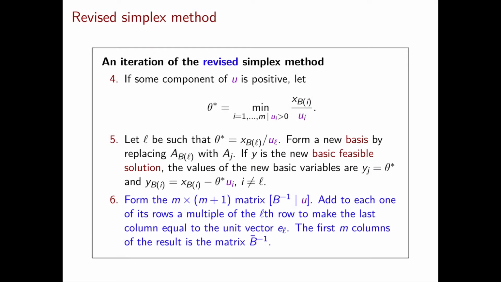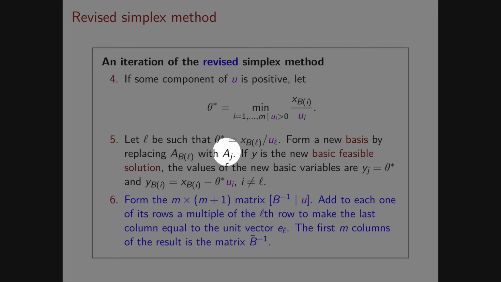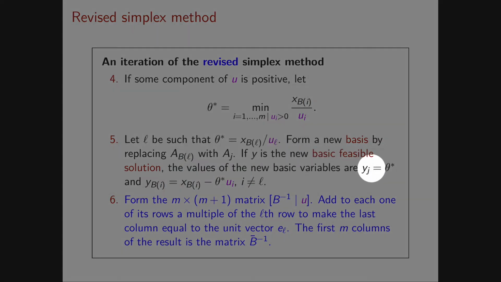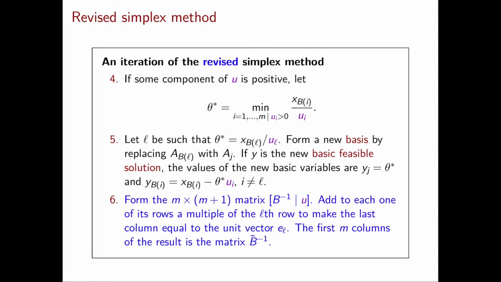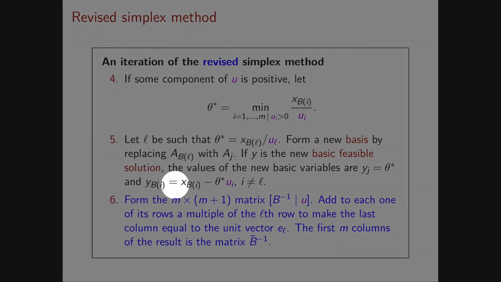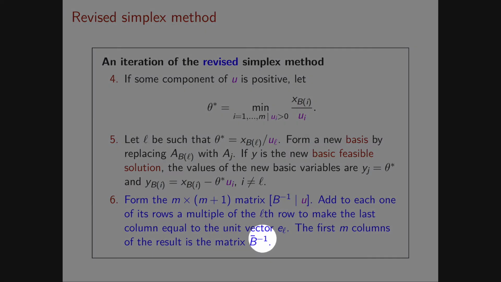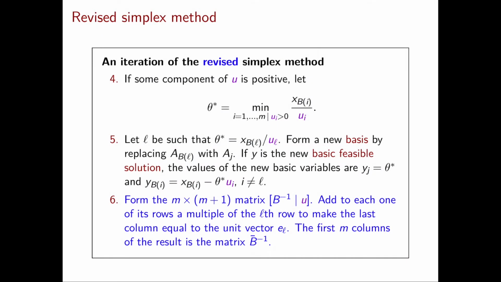We form the new basis by replacing ABL with AJ, and we denote by Y the new basic feasible solution. The basic components of Y can be easily computed with Yj equal to theta star and Ybi equal to xbi minus theta star ui for i different from L. At this point in the naive implementation we were done. However, in the revised simplex method, we need to compute the inverse of the new basis matrix, which we denote as always by B bar inverse. And this is because we're going to need this matrix in the next iteration.